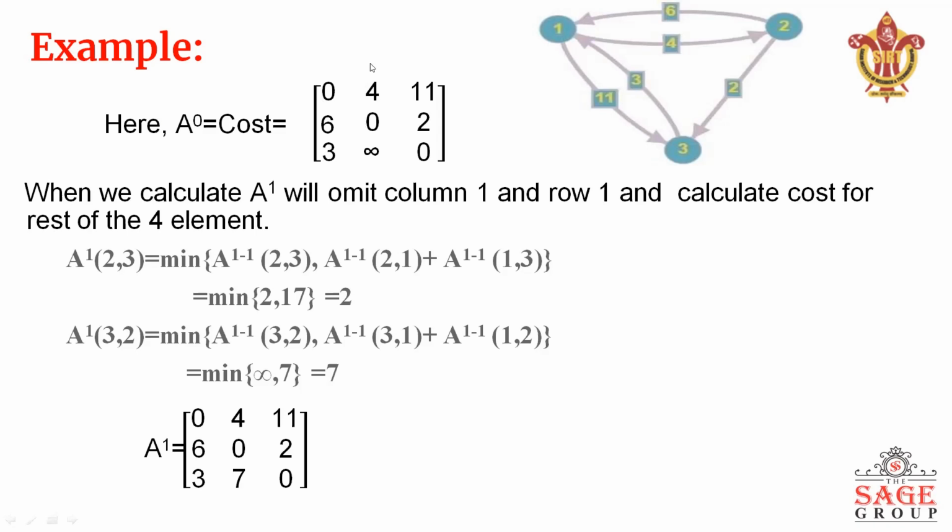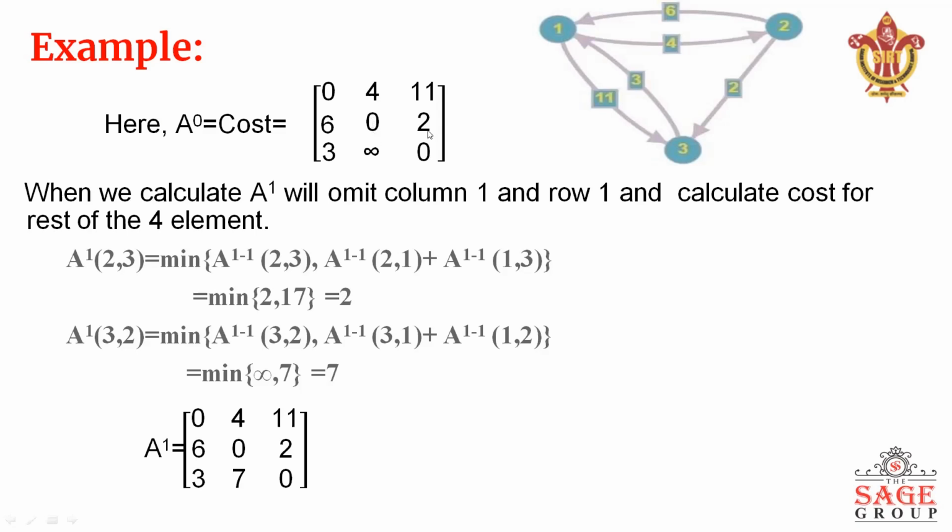So firstly we calculate A1, in which we omit column 1 and row 1, and check the remaining values for the shortest distance. So in this situation, A1 is the next equation.